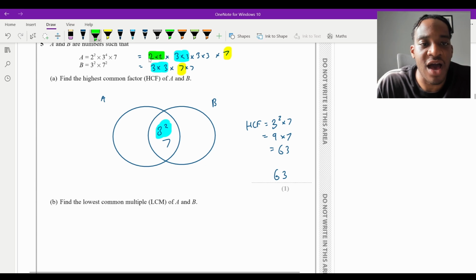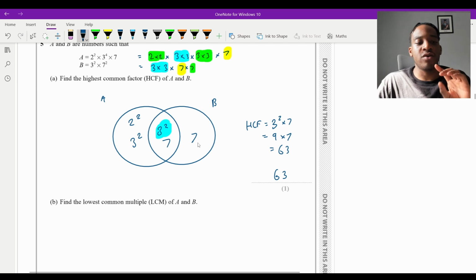Well, for A, I haven't used the 2s and these 3s. I've got 2 2s I haven't used and 2 3s I haven't used. So it's going to be 2 squared here for these 2 and then 3 squared here for those 2, right? And then for B, the only one that's missing is that 7 here, isn't it? So it's going to go here.